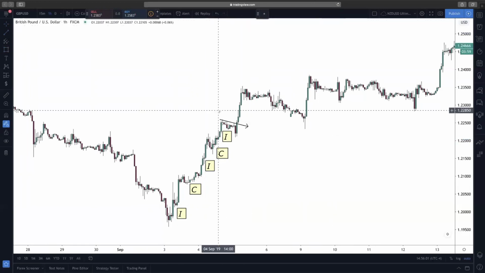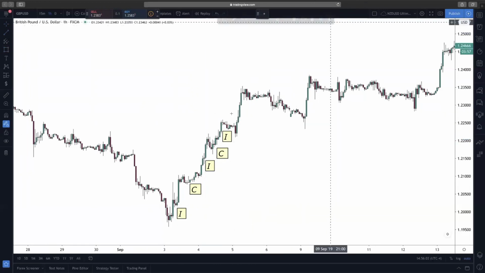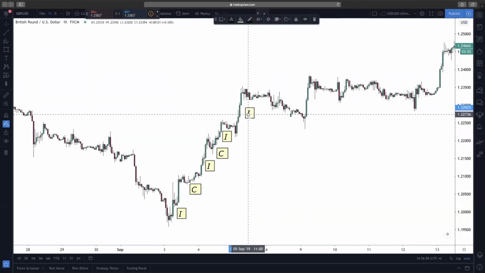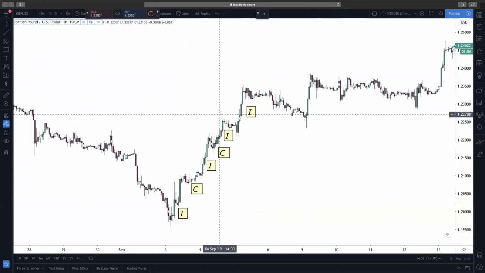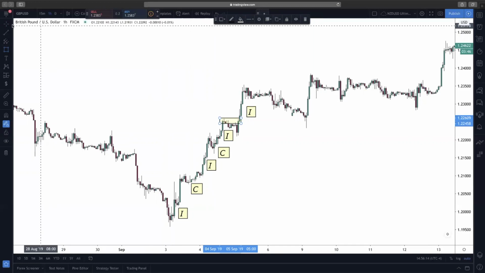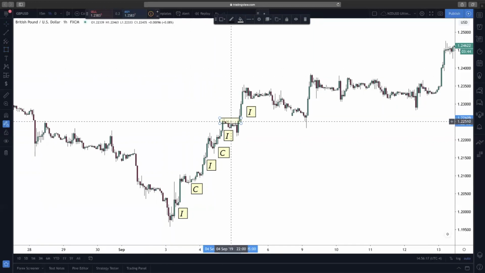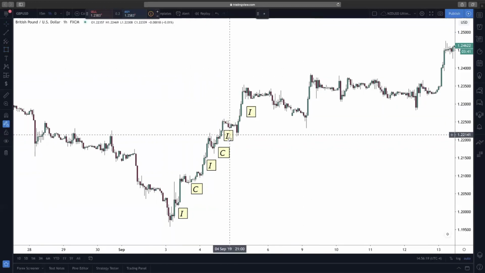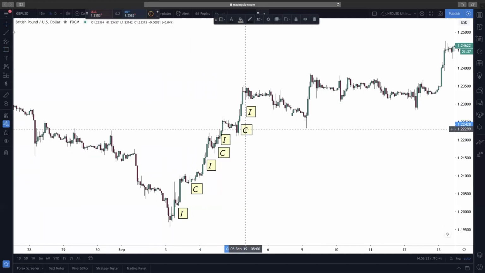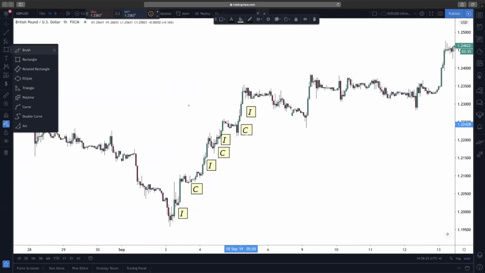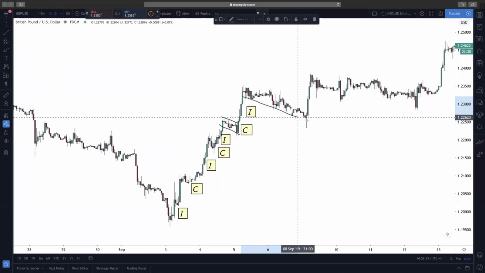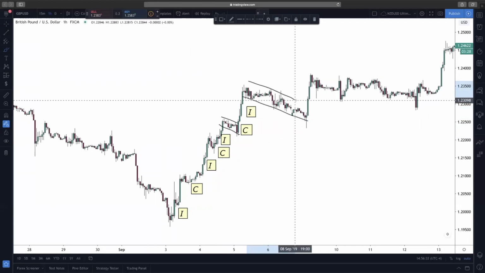And then after that, we had another impulse, back up, breaking this structure here, right? And then what was followed by that? Sorry, I should have put this correction here, just in case you missed it, this correction. And then this is another prolonged correction.